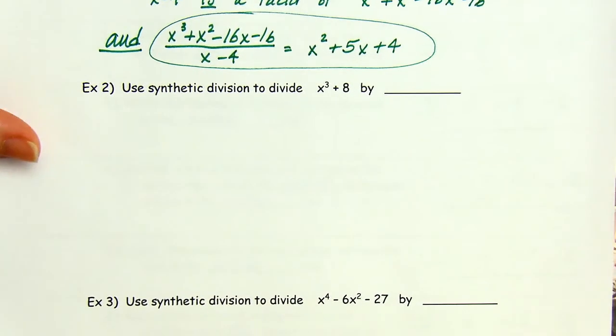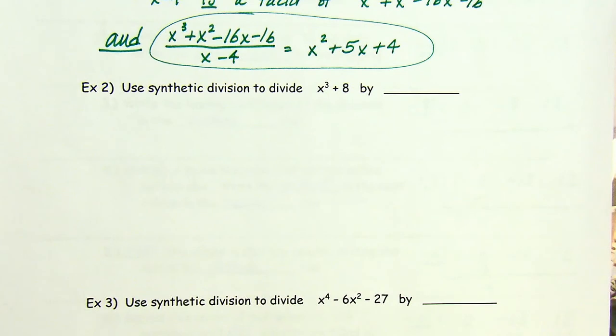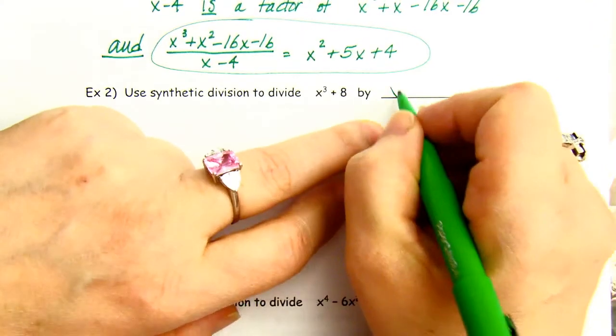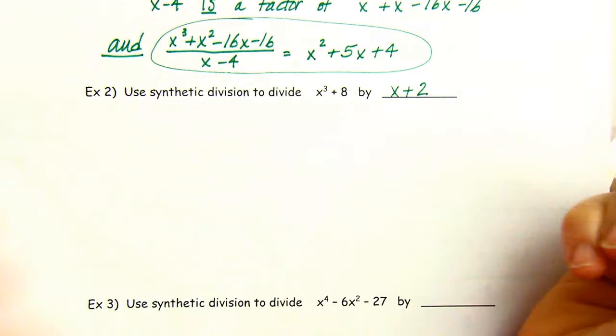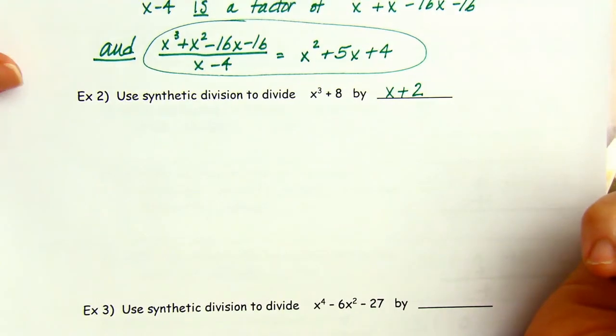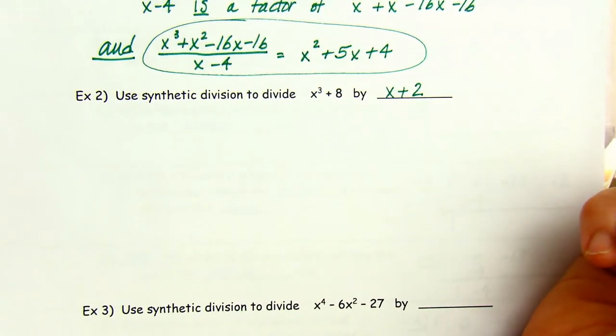All right. Use synthetic division to divide x cubed plus 8 by x plus 2. So a good idea here would be for you to pause the video and try this problem on your own. I'm going to pause my video and work the solution out. Remember, you do have missing terms with this one. See what you can do with it.